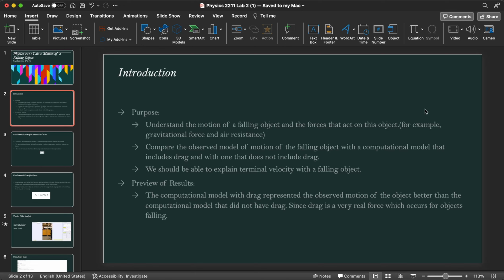As for a preview of our results, the computational model with drag represented the observed motion of the object better than the computational model that did not account for drag, since drag is a very real force which occurs for objects falling, especially in our case.